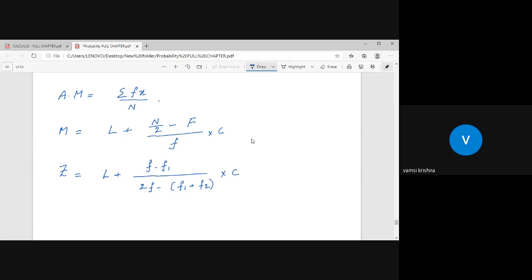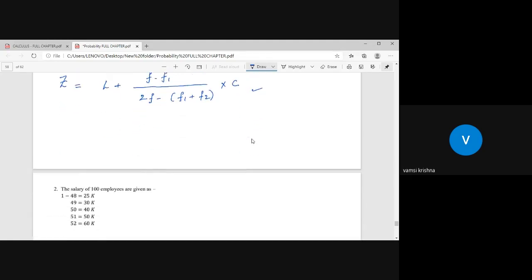Already we did problems on arithmetic mean and median. And we need to do the mode now. L plus f minus f1. Let's see some example about this. I want to give some data. I think in the last class I have given some question also. I will try to give the same question.